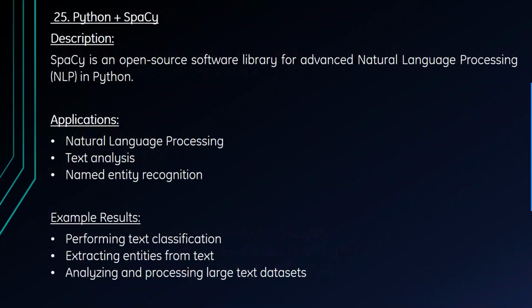Moving on, we have spaCy. spaCy is an open source software library for advanced natural language processing, which is NLP, in Python. What are its applications? It's natural language processing, text analysis, and named entity recognition. What are the examples of this? We perform text classification using spaCy, extracting entities from the text, and also analyzing and processing large text datasets.